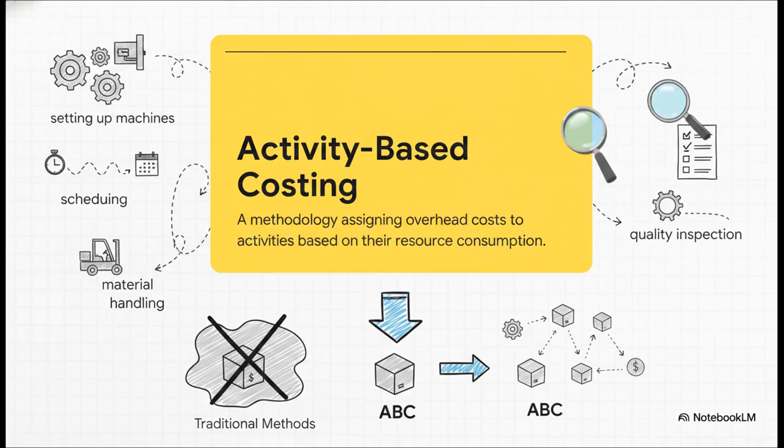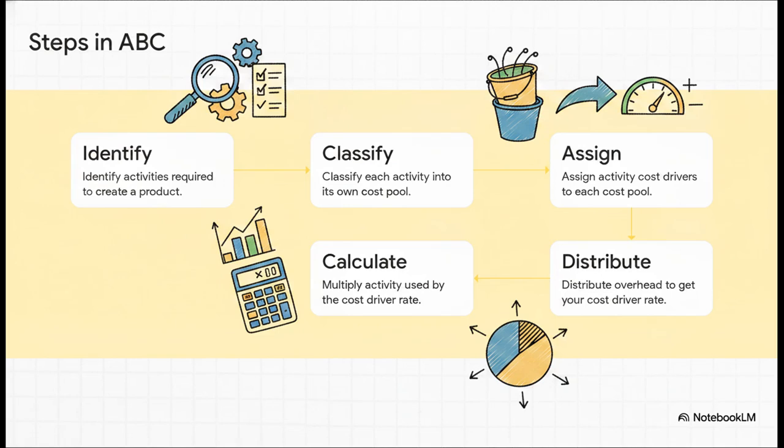Activity-based costing, or ABC, completely changes the game. It focuses intensely on the actual activities that are eating up your resources. We aren't costing the product directly anymore. We are costing the activities first, and then assigning those activities to the product. Okay, so how do we actually pull this off? It's a highly logical 5-step journey.